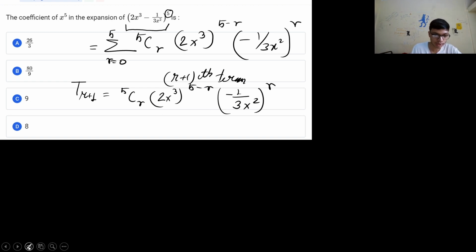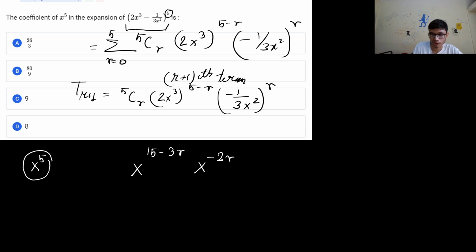Now what we have to do first in this question is basically get to the coefficient of x to the power 5. So how can the coefficient of x^5 be obtained? From the general term, if I try to club the powers of the variables, what I will get is x to the power 15 minus 3r. And from here the power of x I will get as x to the power minus 2r. So this particular thing will make up the power of x as 15 minus 5r. I hope this particular thing is clear.